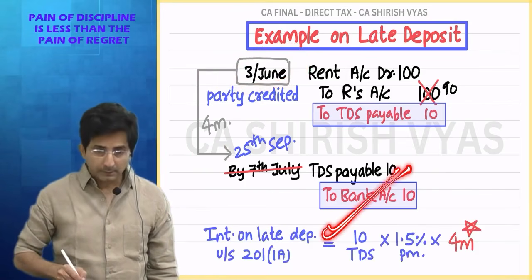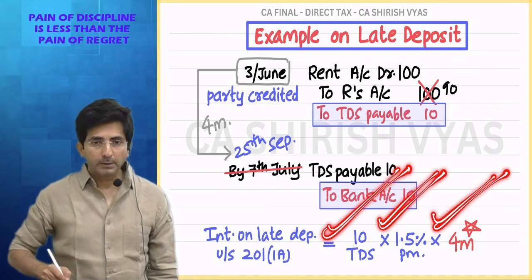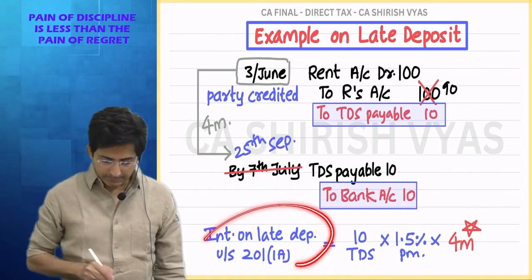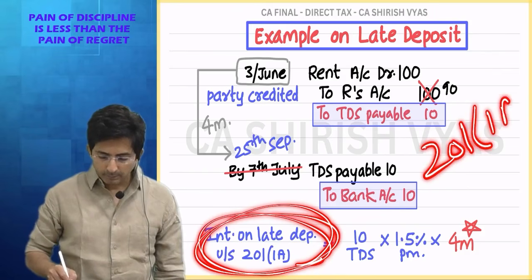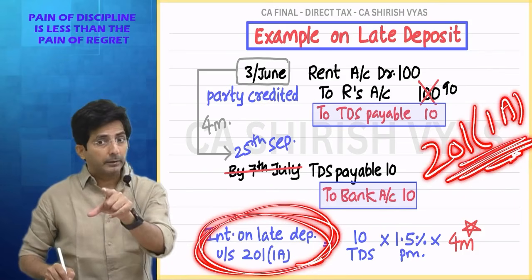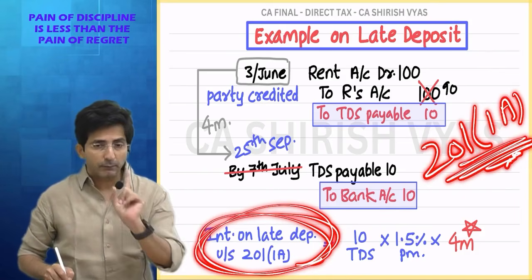Amount of TDS 10. Rate of interest 1.5%. Months 4 months. Because the rate is per month, so into 4 months. And this is interest under which section? I had the section 201 1A in the exam. Many times they directly write the section number in the paper. Please remember this section. 201 1A is the section for interest.